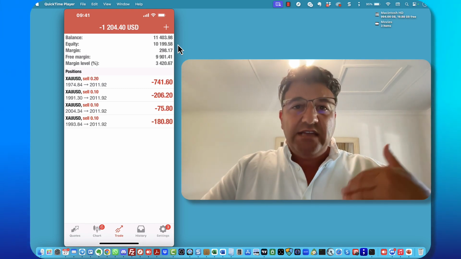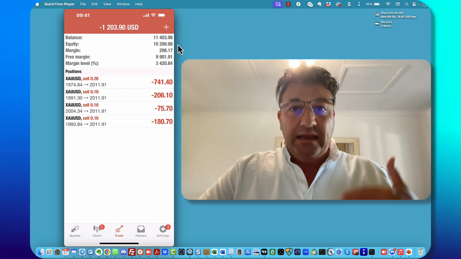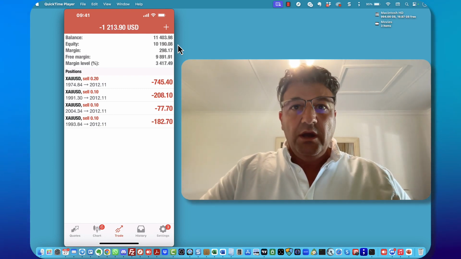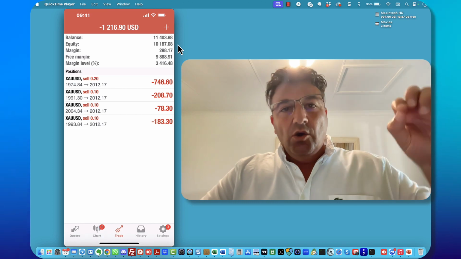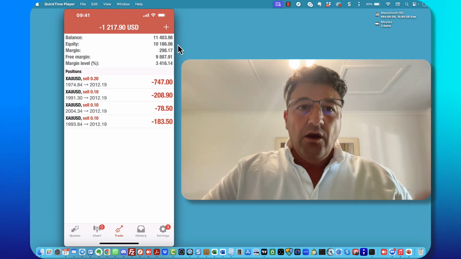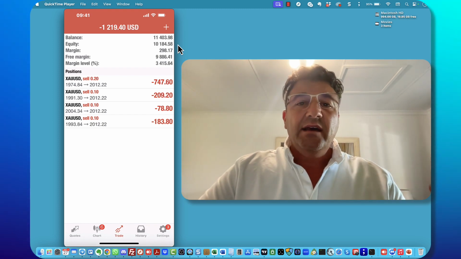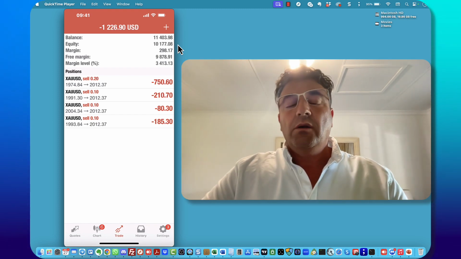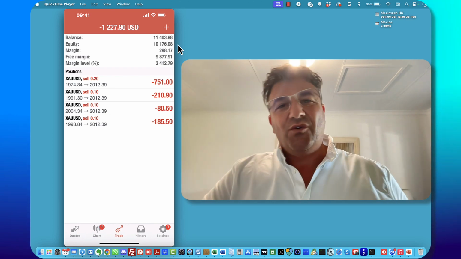Once you start understanding the cost and you start understanding the indicators and the products that we've sold you, you can then start increasing your lot sizes, increasing your risk, because you're now understanding what the risk is of each trade. And then when it does go profitable, you will start making exponential growth on your account.